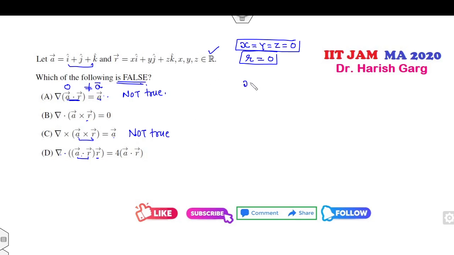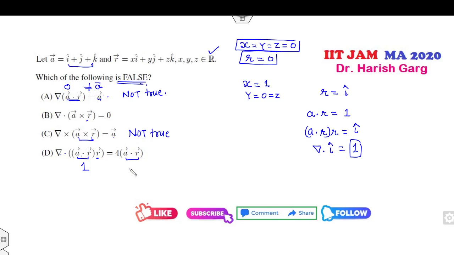Now for the other case, I can simply choose x as 1, y is 0, z is 0. Your R will be i cap. Then what is A cross R? We will see. Firstly, I can find this A dot R. What is A dot R? It is 1. Then A dot R of R. So x is 1, R is i, so it is i cap. If you take the dot product with respect to i cap, this is 1. So the left hand side is 1. What is the A dot R? 1 into 4, which is not true.